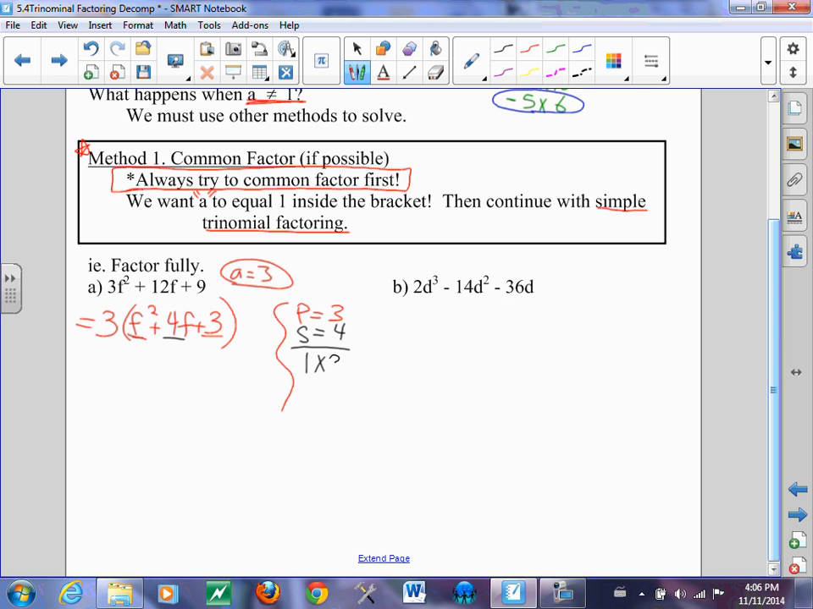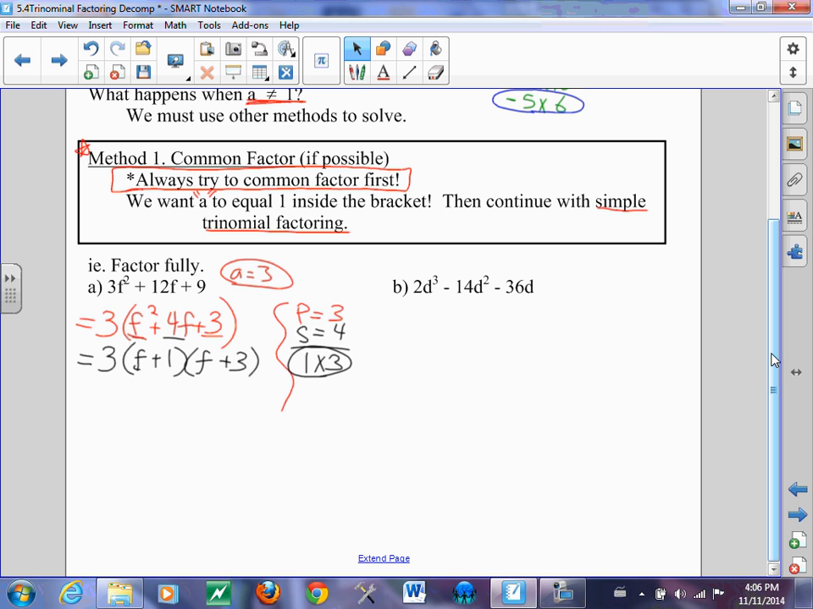1 times 3. And do they sum to 4? Absolutely. So the only difference here, folks, is you got to leave the 3 out front. Then you set up your two brackets, take the square root of the first term, just like last day, okay? And then you're going to bring the signs of your factors in. All right, let's try another one.